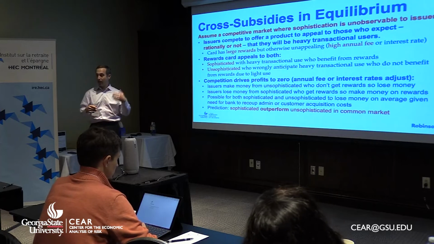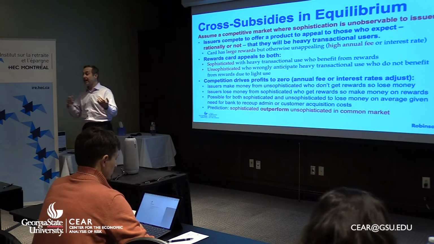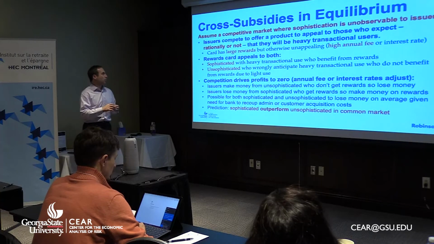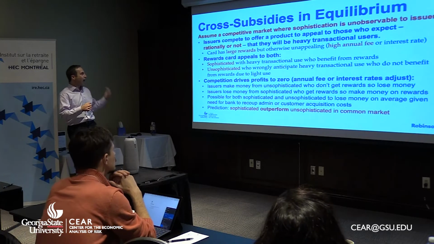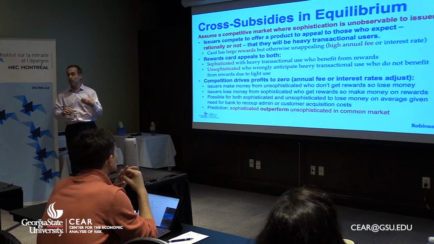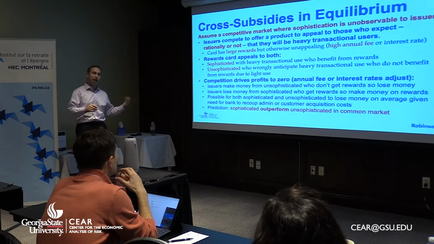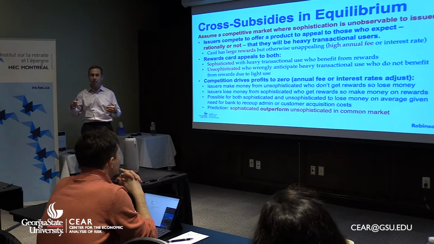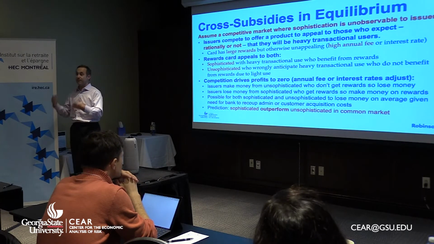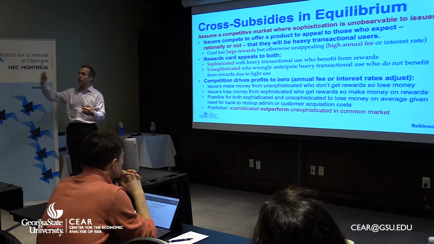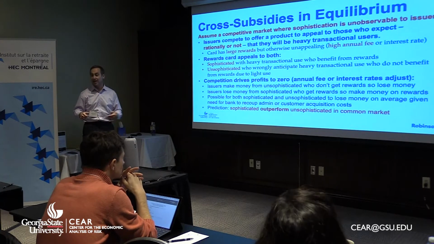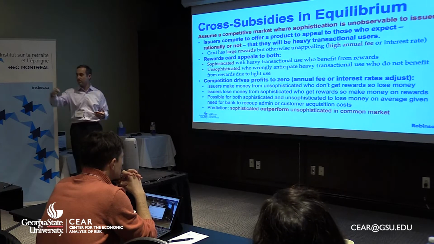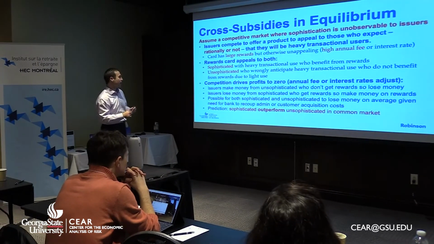Okay, so in equilibrium, we have a cross-subsidy where issuers compete for the business of otherwise identical folks, including the sophisticated and the unsophisticated, right? And we're going to try to be attracting sophisticated people with heavy transactional use, but also unsophisticated people who wrongly anticipate they will have heavy transactional use. And you'll see a cross-subsidy, where the sophisticated guys who use it a lot, they get all those rewards. The unsophisticated guys who think they're going to use it a lot but don't, they don't get the rewards, we see a cross-subsidy, right? So that's the way you've been talking about it.